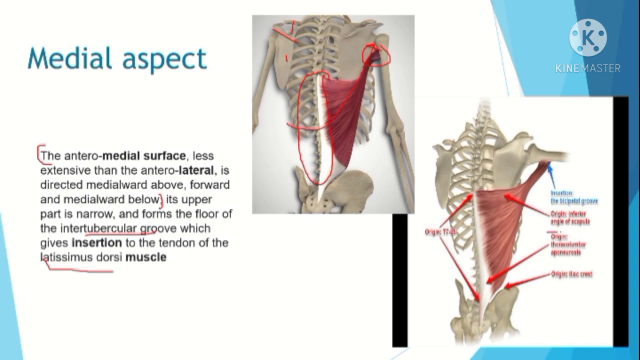As you can see, the inferior angle origin is not so required, because we are just reading about the medial aspect and we are learning about the insertion of the latissimus dorsi muscle.